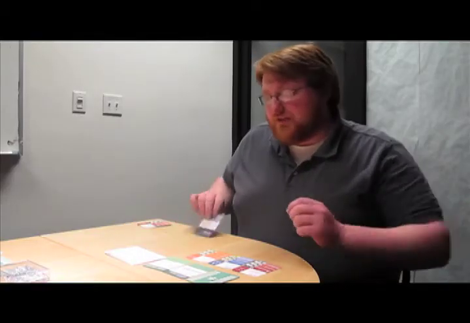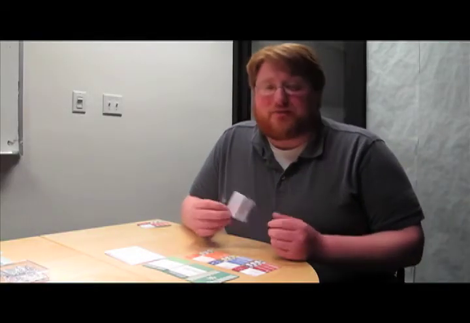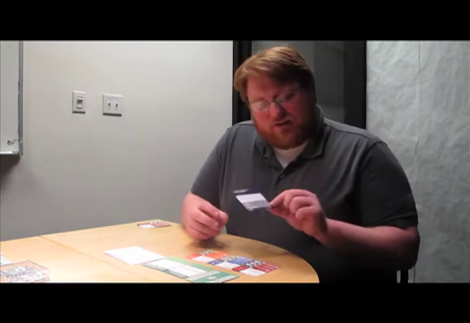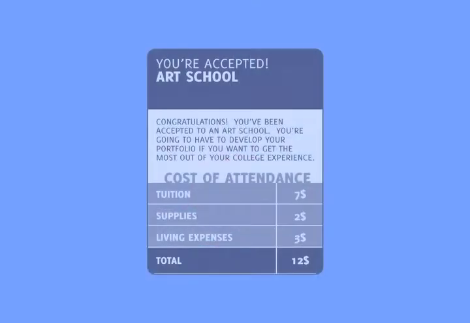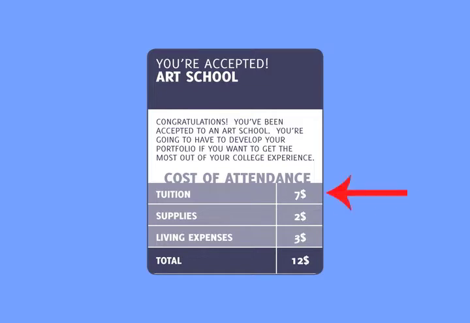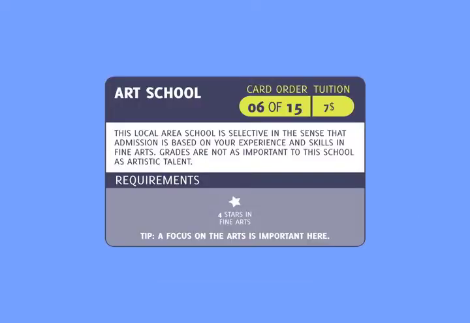Okay, so once you've gotten into a school, the next thing you need to do is be able to pay for it. You're going to look on your acceptance card and see that there's tuition, but there are also supplies and living expenses, or additional costs of going to college. And so there's a total down at the bottom. And the tuition matches the number that's at the top of the front of the deadline card.